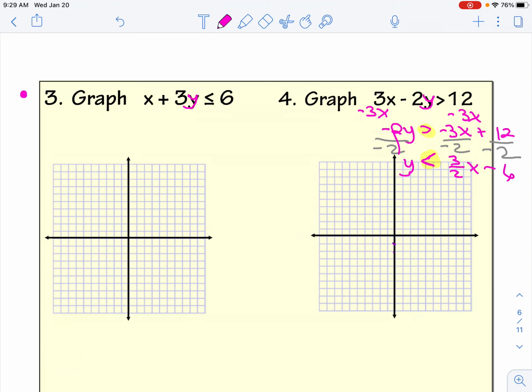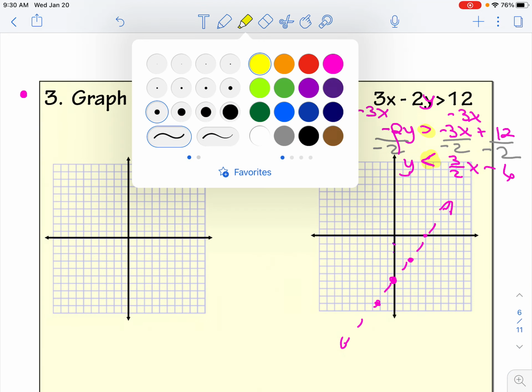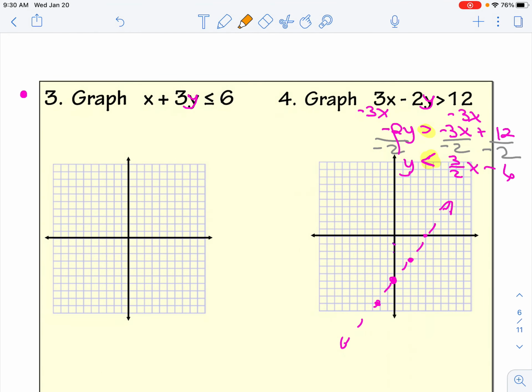So I'm going to graph the line: 1, 2, 3, 4, 5, 6. There's my y-intercept. And then I could go down 3 and left 2, like my original negative 3 over 2, or I could make both positive: up 3, 1, 2, 3, right 2. Up 3, right 2. Okay, my boundary line should be dashed again and not solid, because I don't have an equal sign with my inequality. And now as I shade, I am going to shade less than the line.